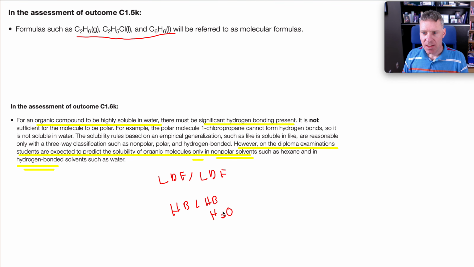Okay? Things that just have some polarity will have some solubility, but you're just going to get tested about highly soluble substances. So you're not going to refer to organic halides in water as being highly soluble. Okay? There's no hydrogen bonding in an organic halide, so not highly soluble. So it's kind of a little cookie cutter and simplified into these two camps.